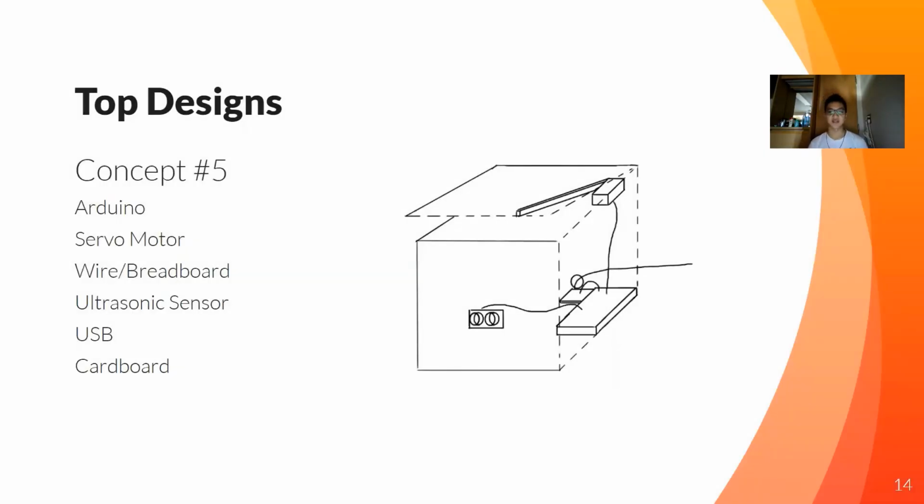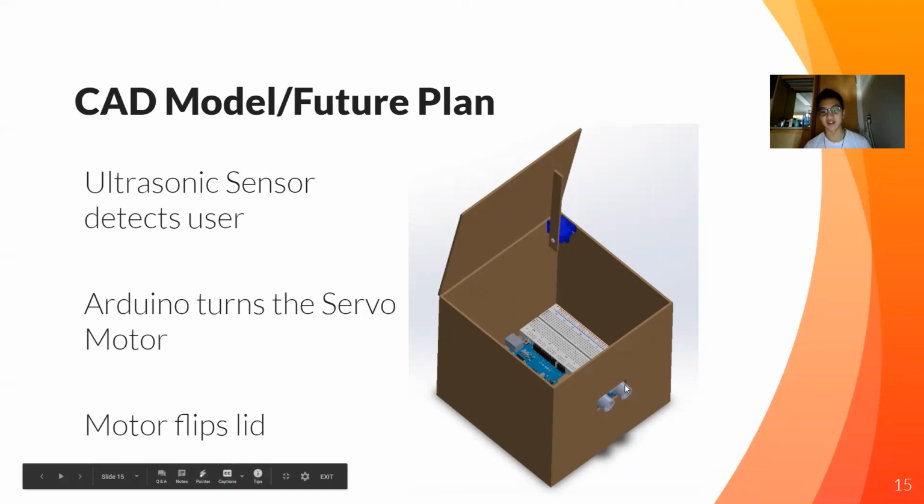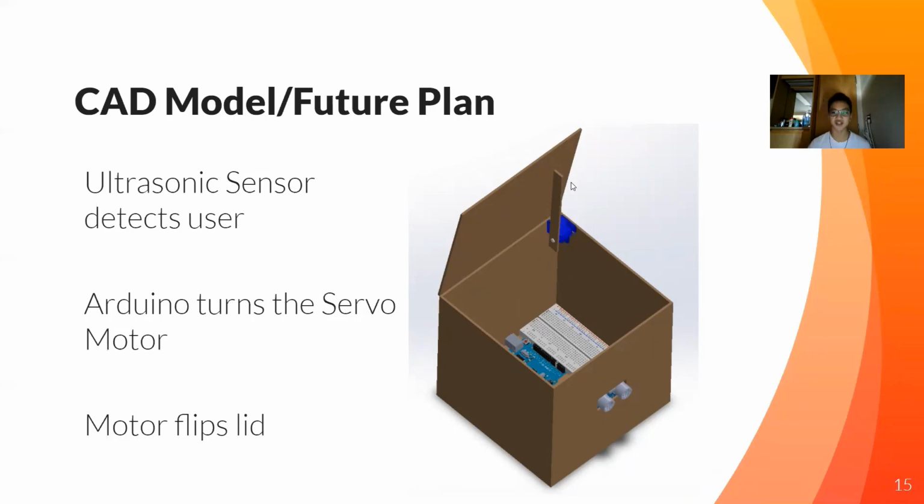Here in concept number 5, our winning design, we put everything inside the box to add more to that surprise and fun factor for the user. And you'll be able to see here in our CAD model that we have everything. Let's see here, the ultrasonic sensor, all of our components inside, along with our servo motor attached to an arm. So this plan works by an ultrasonic sensor detecting the user's proximity, which would then go through the Arduino and everything to open the servo motor that's attached to an arm to open the lid.